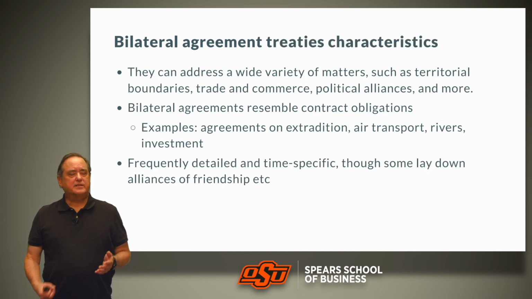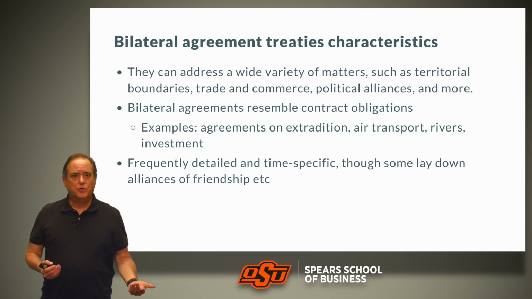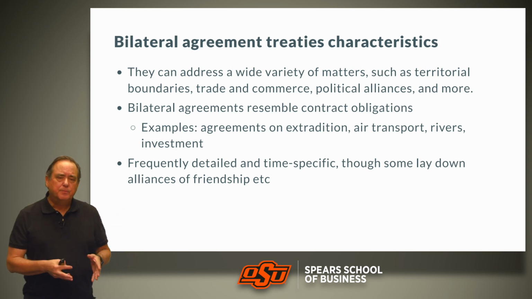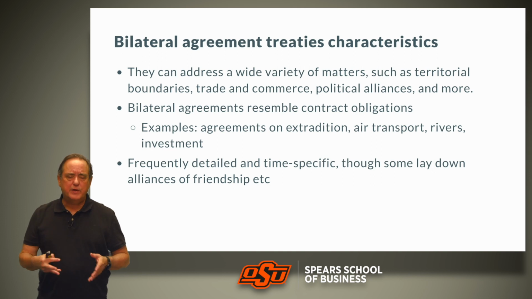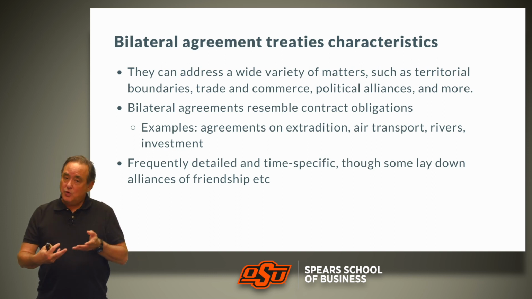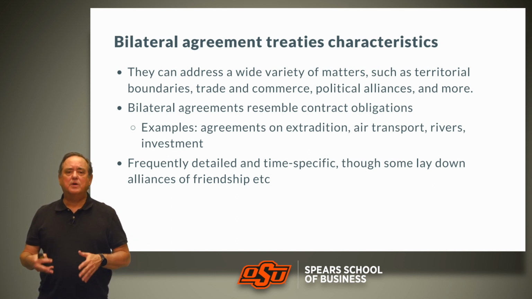What are the characteristics of a bilateral agreement? Well, they can address a wide variety of matters, oftentimes having to do with territorial boundaries, trade and commerce, political alliances, and more. Bilateral agreements are contractual in nature. They resemble contracts in the same way that when you enter into a contract, you take on certain obligations while enjoying certain rights. That's essentially what a bilateral treaty is. The parties exchange contractual obligations and as a result receive certain rights.